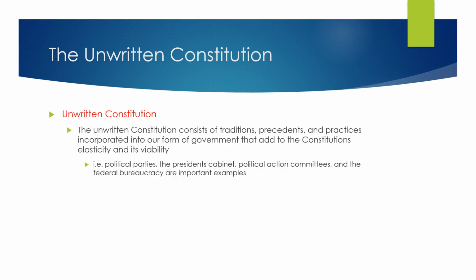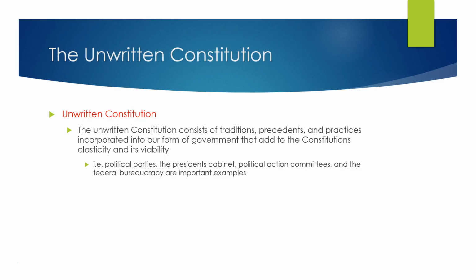Then we've got the idea of the unwritten Constitution. The unwritten Constitution consists of the traditions, precedents, and practices that are incorporated into our form of government that add to the Constitution's elasticity and viability. So really what that means is that there are a lot of things that take place within American government that aren't necessarily written down in the Constitution, but are recognized as being everyday concepts.